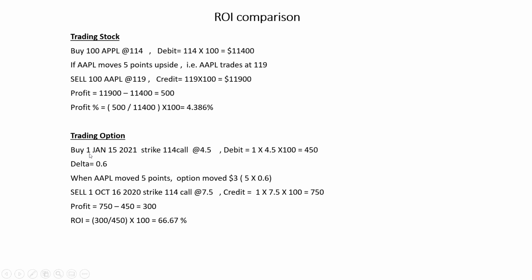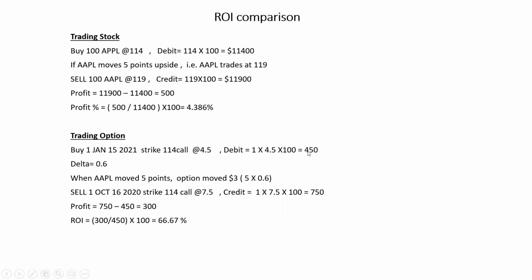Now in this example, you take the same thing. You buy one 114 call at 4.5 debit. You are paying 450 because one contract is 100 shares. You bought the delta of 0.6. Generally we recommend 0.7, but 0.6 is fine. When Apple moved 5 points, the option moved $3, right? 5 times 0.6. So now you're selling the same call at 7.5. So you got 750. So what is the profit? 300. What is your ROI?